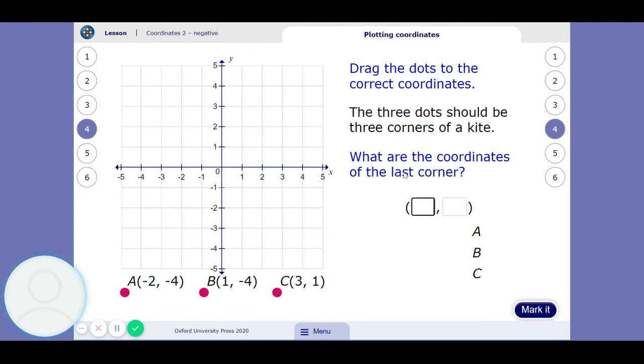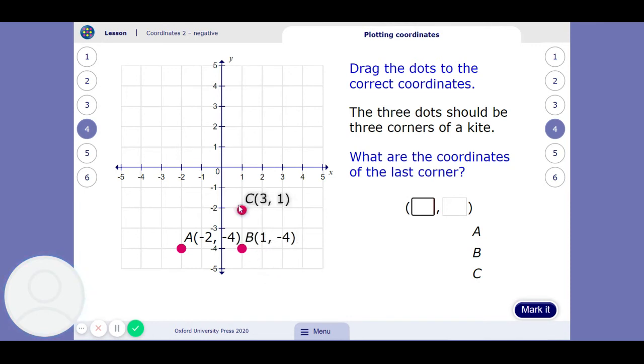Drag them to the correct spots. So minus 2, minus 4. So it's minus 2 across, minus 4 down. There it is. 1, minus 4, so it's 1 across and minus 4 down. There it is. And 3, 1, so 3 across and 1 up. And then what have we got to do? We have got to find the last coordinate, so it's the corners of a kite.